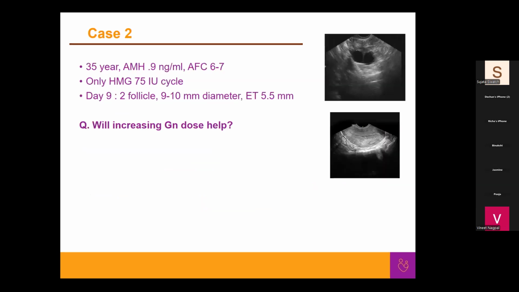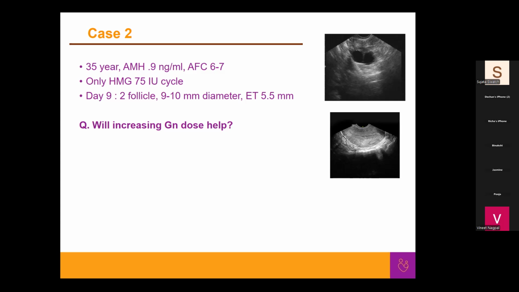So quickly moving to the next case, which is about a 35 year old female, AMH is 0.9, AFC is 6 to 7. This is only gonadotropin 75 cycles. On day 9, we saw on the ultrasound two follicles of 9 to 10 millimeter diameter, and the endometrial thickness was 5.5 only. So should we increase the gonadotropin dose? Will it help now?